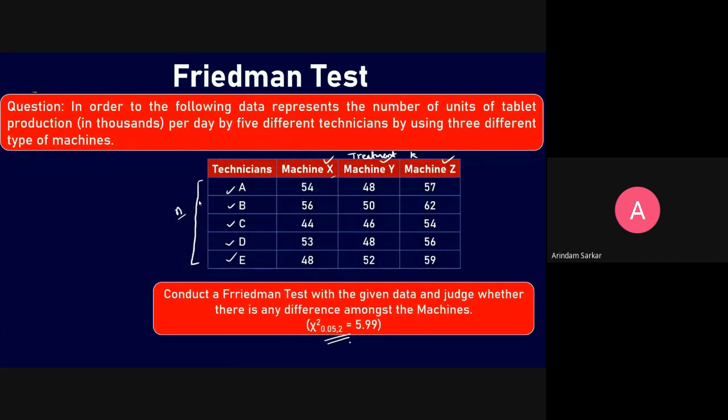Now look at this example. The following data represent the number of units of tablets produced in thousands per day by 5 different technicians using 3 different types of machines. So this is the example. Technicians A, B, C, D, E. There are 5 different technicians. This is machine X, machine Y, machine Z, right? So they are actually producing the tablets. So what is the question? Conduct a Friedman test with the given data and judge whether there is any difference amongst the machines, or whether all the machines are the same. Machine X, machine Y, machine Z's capabilities are the same, right?